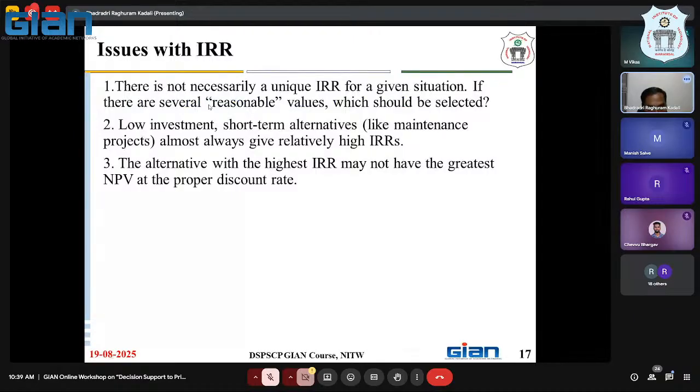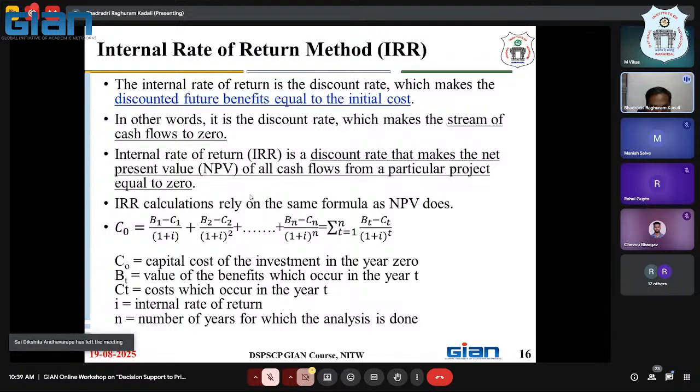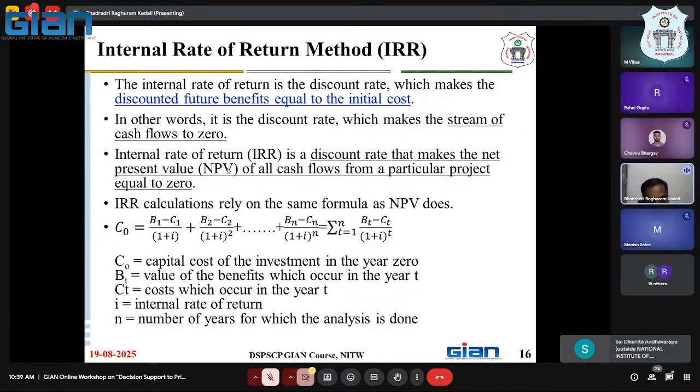There are situations where a unique IRR is not necessarily given. There may be several reasonable values from which one should be selected. And low investment, short-term alternatives like maintenance projects almost always give relatively very high IRR values, because these are very short-term projects. So what happens is, after the third year onwards, the negatives will be there, but till the third year you have only positives.